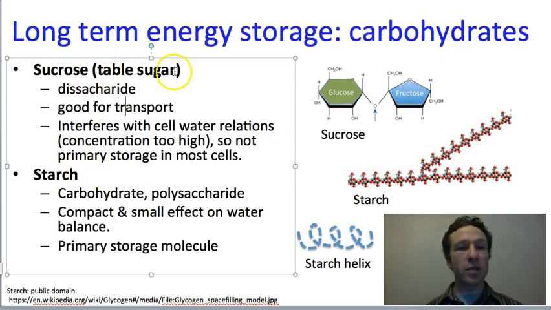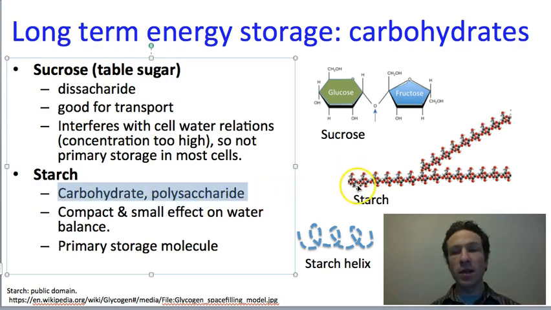So we've said that sucrose is sometimes used for long-term storage, but that most plants use other molecules. The most common molecule for long-term storage in plants is starch. And we talked about starch when we talked about macromolecules. We said it's again a carbohydrate and it is a polysaccharide. And so here's a diagram.